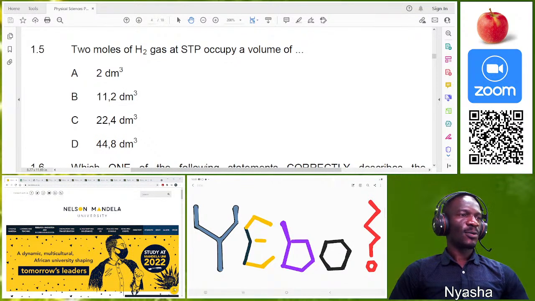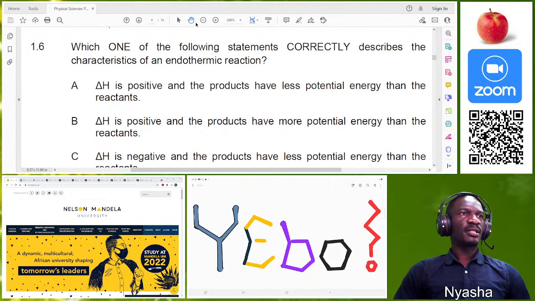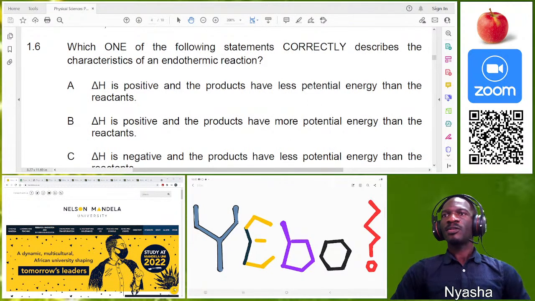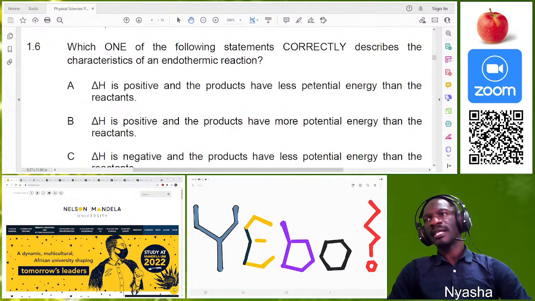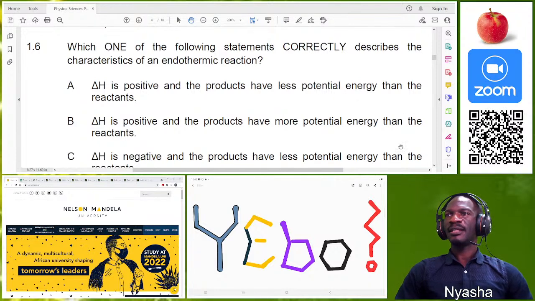Okay, so the next question is question 1.6. Right, let me just see if my Zoom is not cutting off some more text. No, it's not. So 1.6 reads, which one of the following statements correctly describes the characteristics of an endothermic reaction?